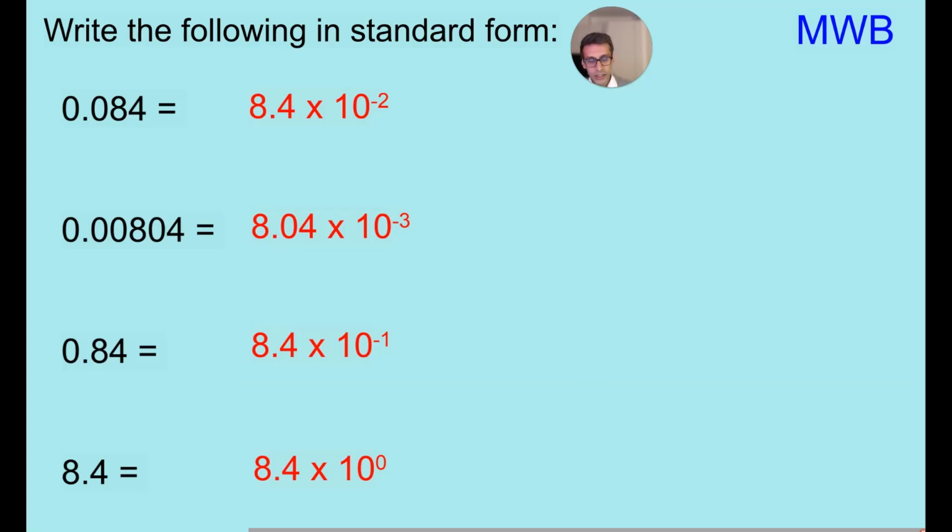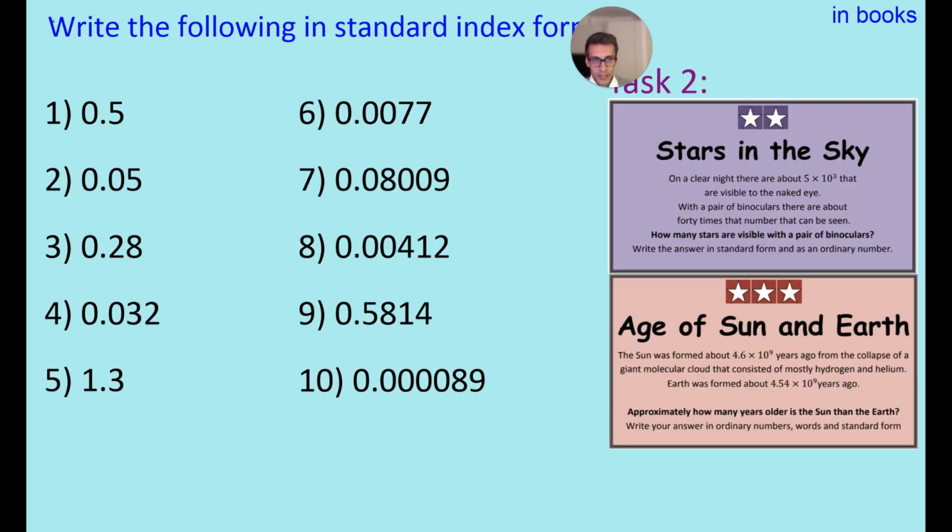If you got this wrong, you're going to need to practice a few more questions. If you got them right, then you should be doing this task of 10 questions. You're converting them all into standard form, and then there's 2 bonus tasks here. The answers to the bonus tasks are not on this video, so you may need to look that up later. Okay, pause the video, have a go.